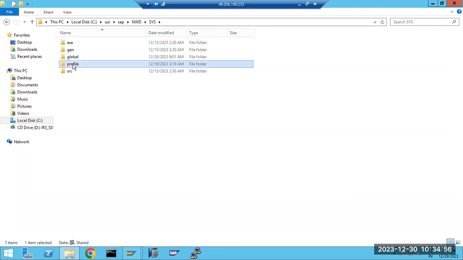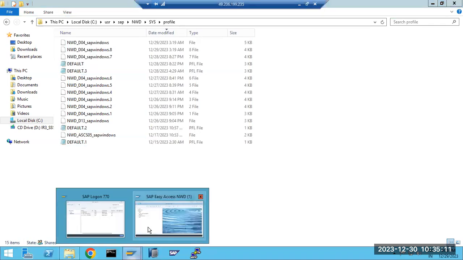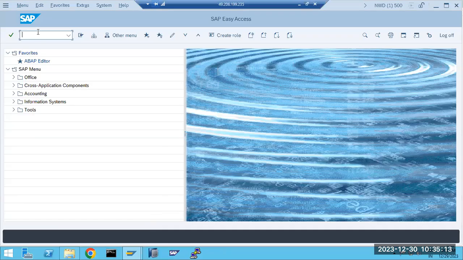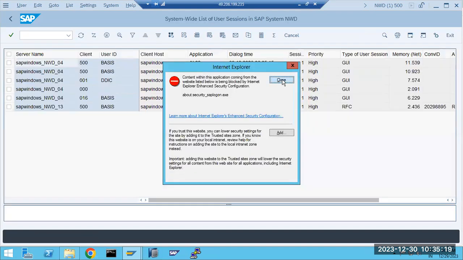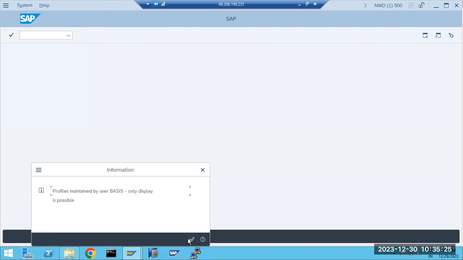The profile directory contains all your profiles and parameters. Normally, in RZ10 and RZ11, we change the profiles. So that is one way. One more thing: if you are unable to log into SAP and unable to change it from there, there is one more way to change the profiles besides RZ10 and RZ11.